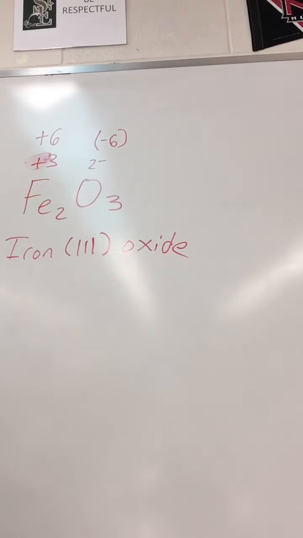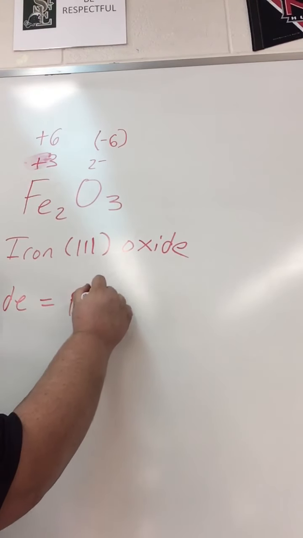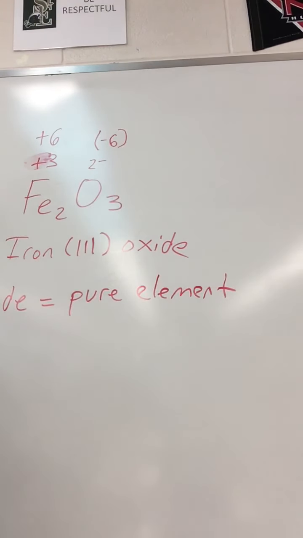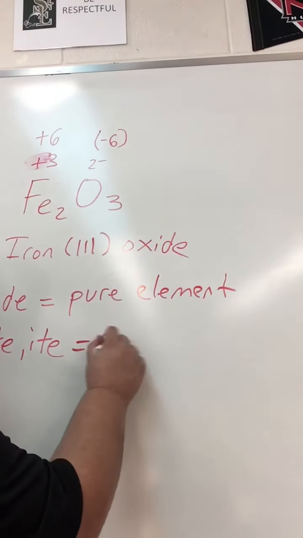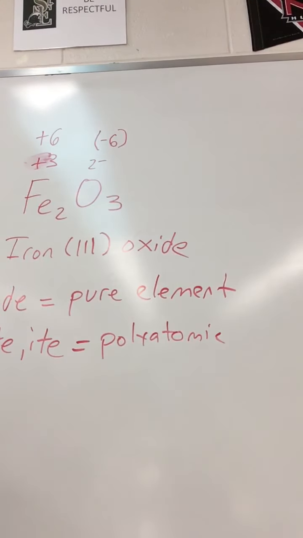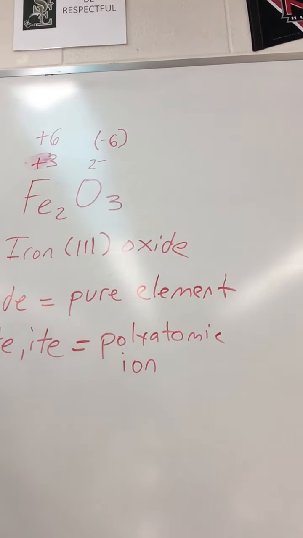Another thing, the "ide" ending is a pure element. All right, so whenever you see "ide", think pure element, with the exception of hydroxide. That's the only exception. All right, ate, ite, or anything else you might think of, those are all polyatomic ions. So you have to remember that ate and ite are suffixes for polyatomic ions. Sulfate, sulfite, nitrate, nitrite. All right, so whenever you see any of those, you must remember that you're dealing with polyatomic ions.